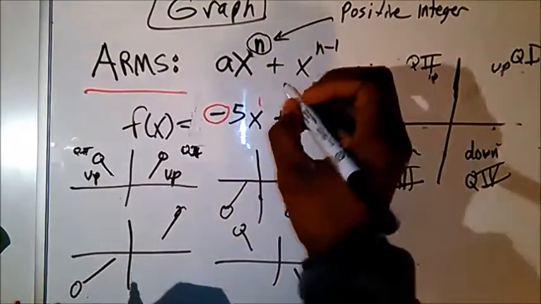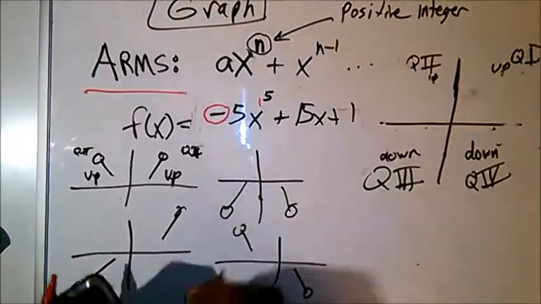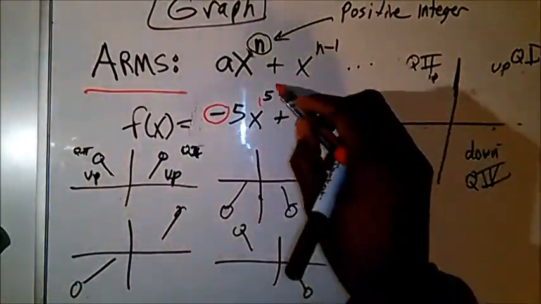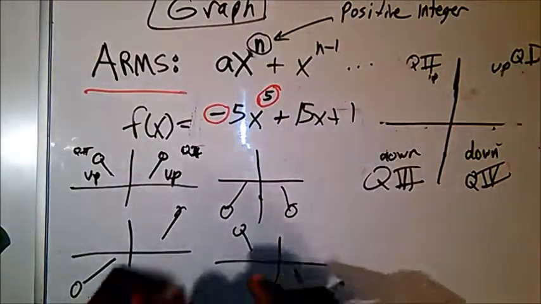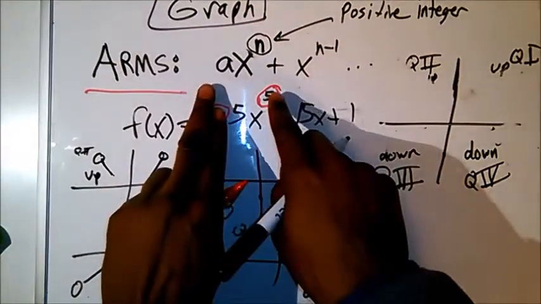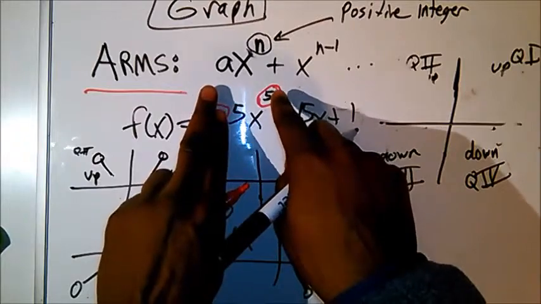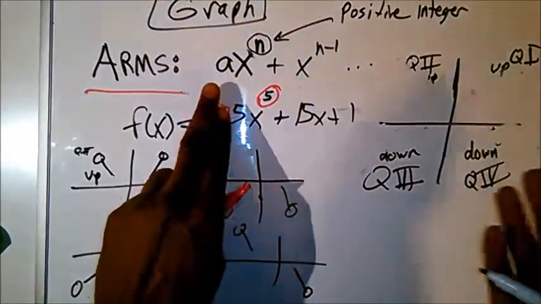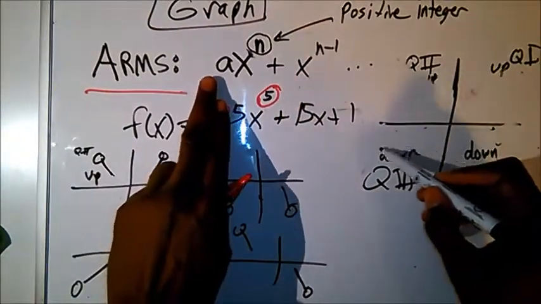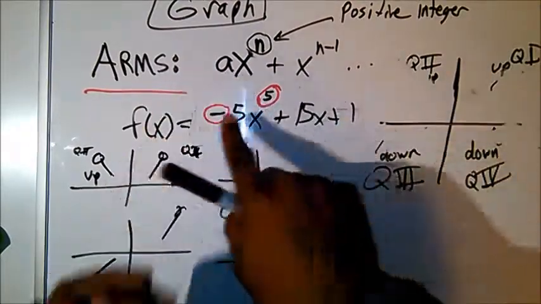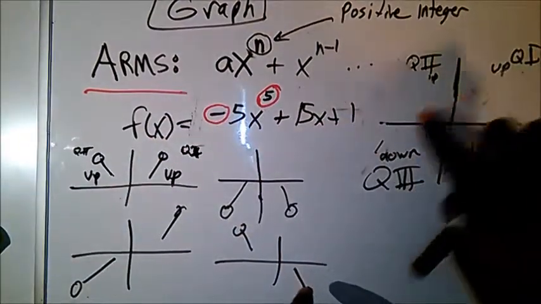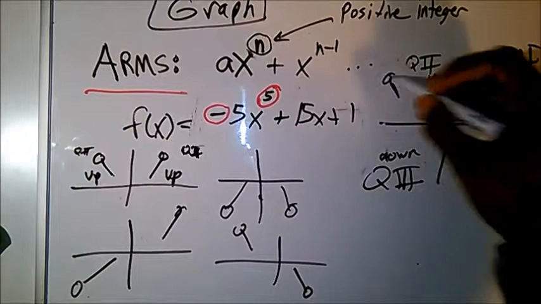Well, what if this power was to the 5th power? Well, initially we know that if it's odd, I mean, if it's to the 5th power, the highest power is 5, then it's odd, and odd is going to be down left, up right, but because there's a negative in front of it, it's going to be starting up left, down right.